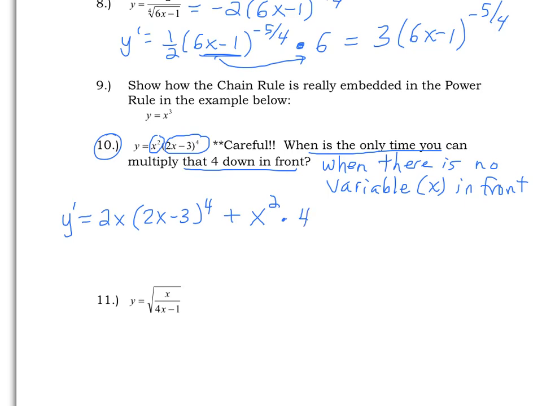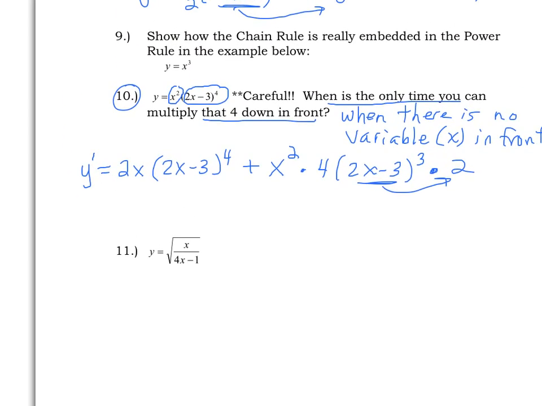Well, this is where we're going to need our chain rule. So the 4 is going to get multiplied down in front times (2x minus 3) to the power of 3. And then I'm going to have to chain along my derivative here, which would be a 2. And from there we could certainly simplify it if we had to. Okay? And we will stop there for now.